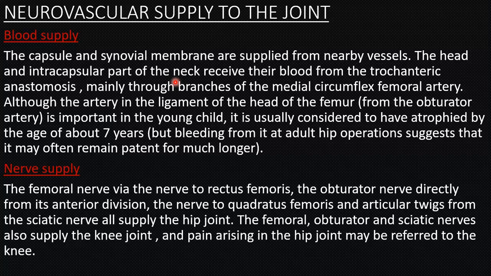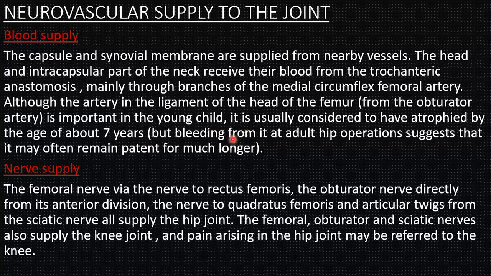We also have an artery in the ligamentum teres femoris, or the ligament of the head of femur. Within it, there is an artery which originates from the obturator artery, and that artery is important in young children, but it usually atrophies at the age of 7 years. But in some cases, it can bleed in adults, suggesting that it might remain patent.